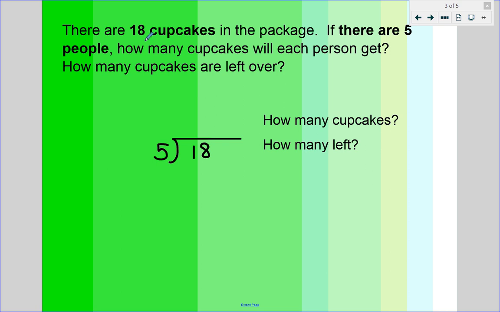Alright, so there are 18 cupcakes in the package. If there are 5 people, how many cupcakes will each person get, and how many cupcakes are left over? So we have the 18 cupcakes divided into 5 groups because there are 5 people. How many 5s can we get out of 8?